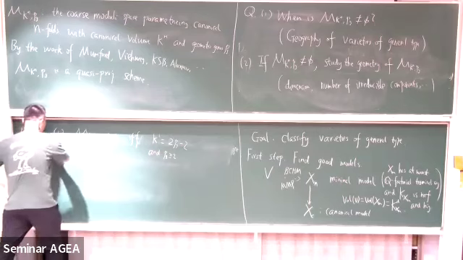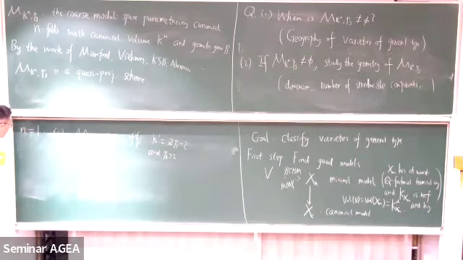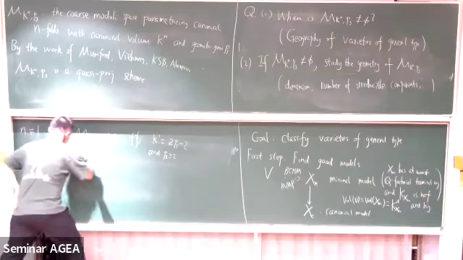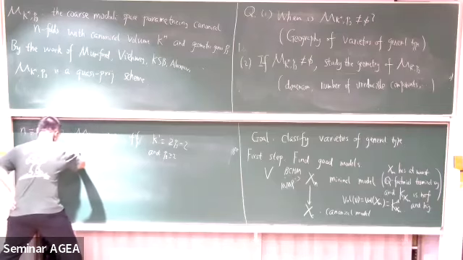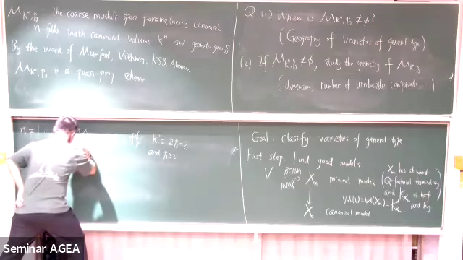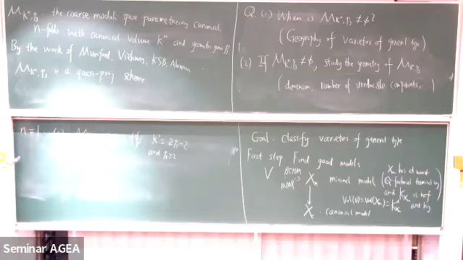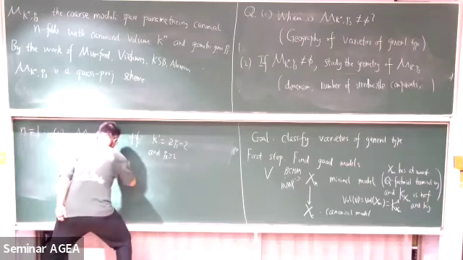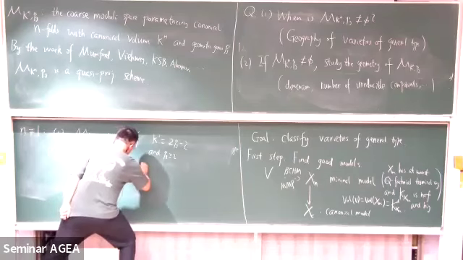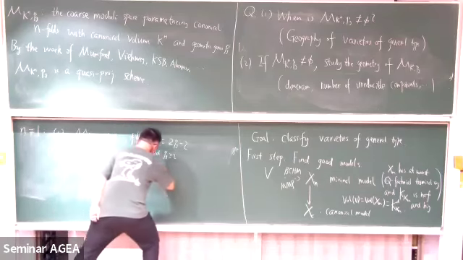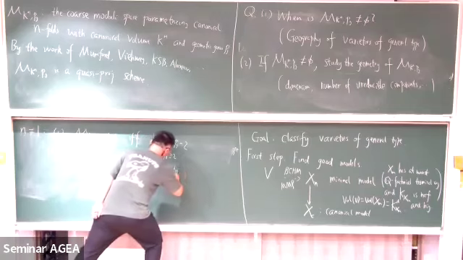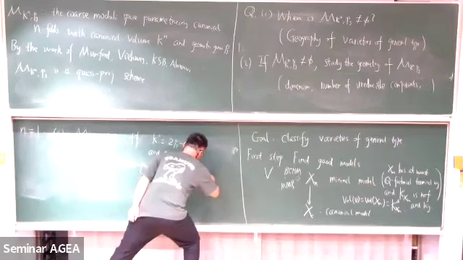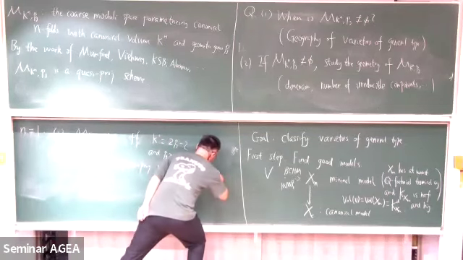And for the second question, we know that M_{K^1, p_g}, assuming K^1 is 2p_g minus 2, is not only a scheme, but a quasi-projective variety of dimension 3p_g minus 3.